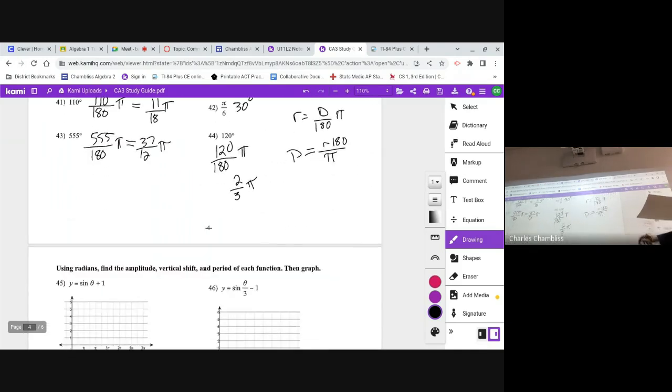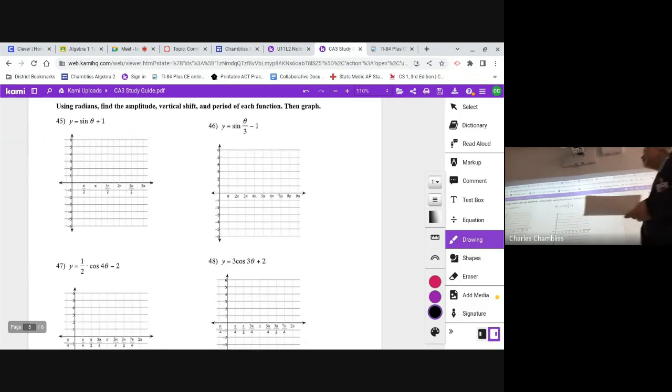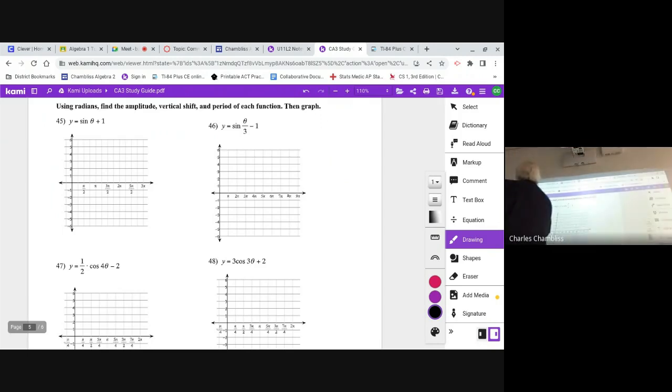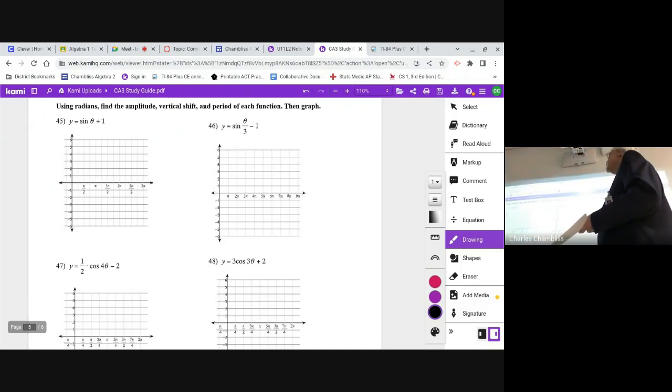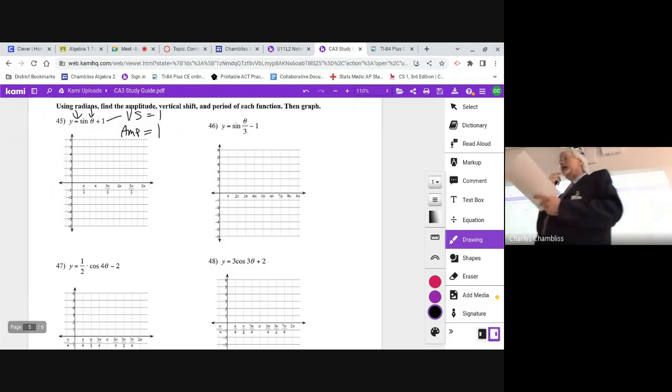All right. For graphing, amplitude is A, period is 2 pi over B, right? So here, vertical shift is 1. The amplitude, since that's right there, is 1. And the period is just 2 pi.